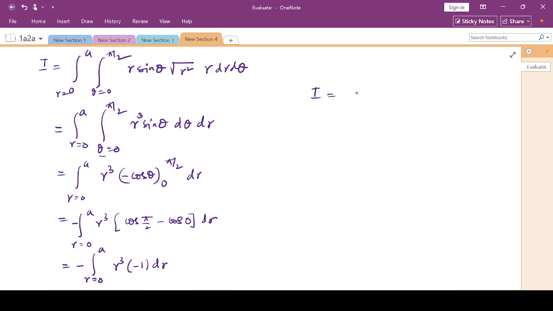I is equal to this, minus minus plus, the integration of r cube is r raised to 4 by 4 between 0 to a. Substitute the upper limit, that is a raised to 4 by 4, minus the lower limit, 0 raised to 4 by 4. This is just a raised to 4 by 4 minus 0, which is 0. So this is the value of the double integral by converting into polar form.